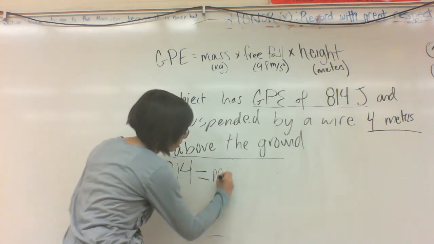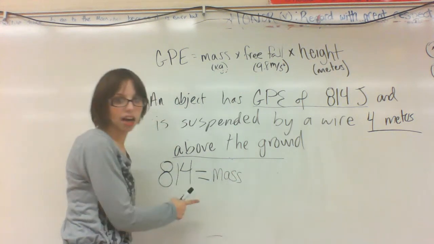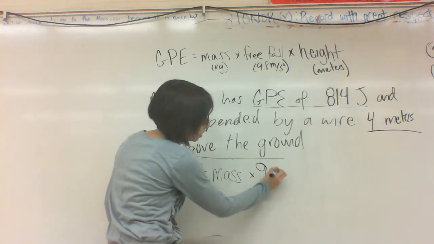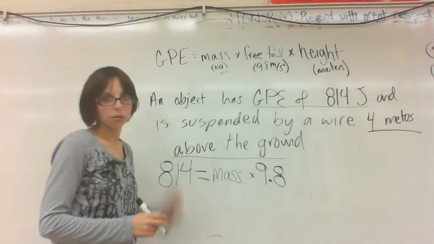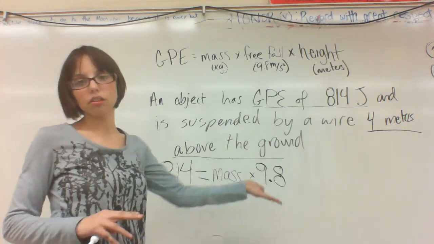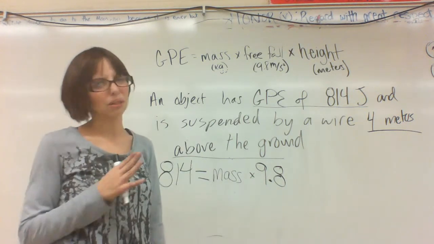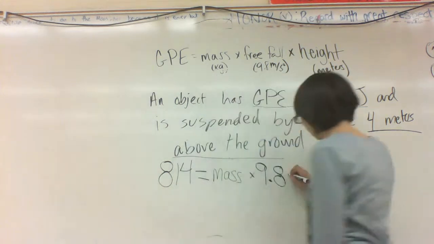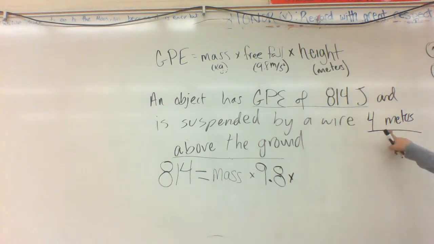So I'm going to put right here, I'm just going to leave this as mass because I don't know what it is yet. Times, I know my free fall acceleration is 9.8. I can go ahead and put that in there. You can always be seeing that as long as we're talking about things on Earth, that's the number that's going there. And we're always talking about things on Earth, for the most part. Times this, times 4.